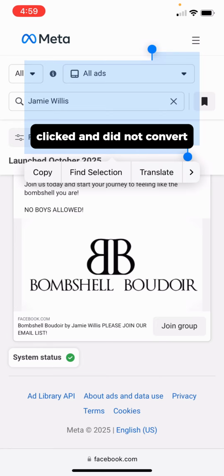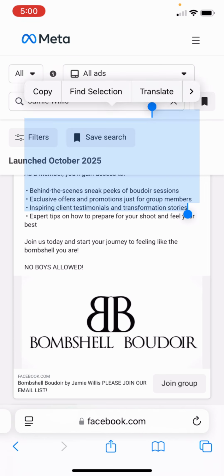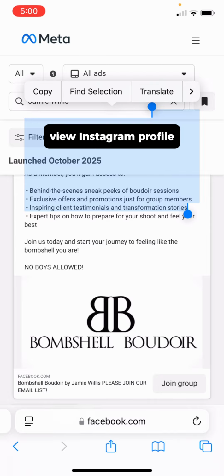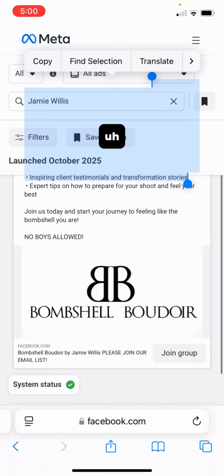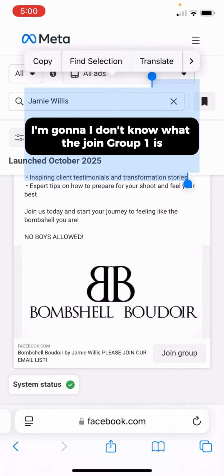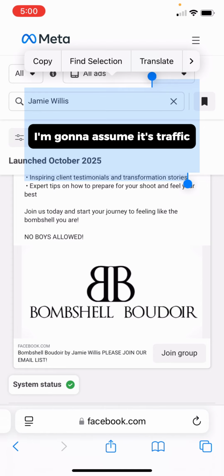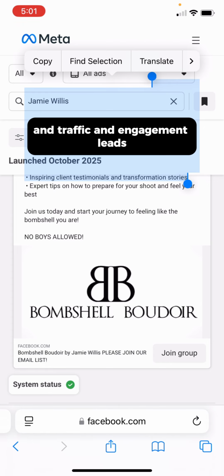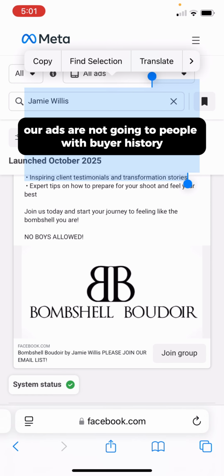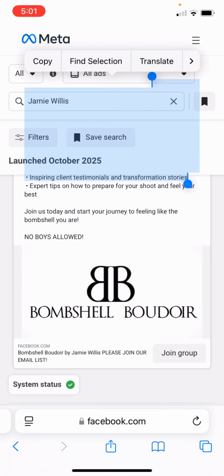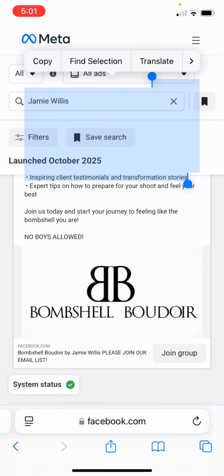And then mistake number 10 would be the objective. Now, I don't know what objective you're using because I know view Instagram profile, view Facebook page, that's a traffic objective. I don't know what the join group one is. Honestly, I don't know if it's traffic as well. I'm going to assume it's traffic, and traffic and engagement and leads, they're always a mistake because our ads are not going to people with buyer history, buyer data on their profiles. A very tiny fraction will have buyer data on their Meta profiles.